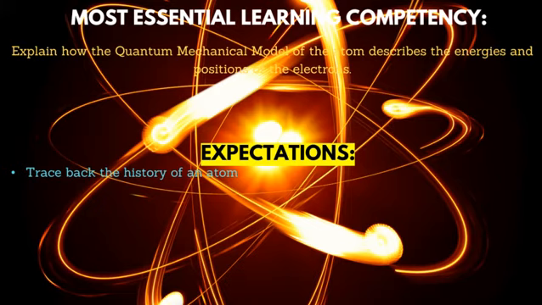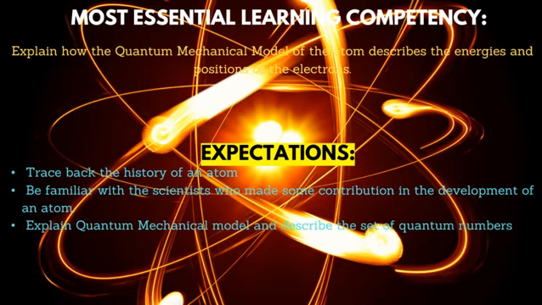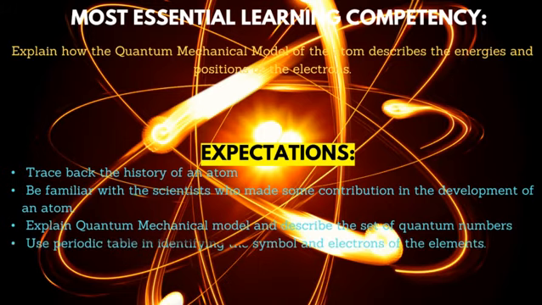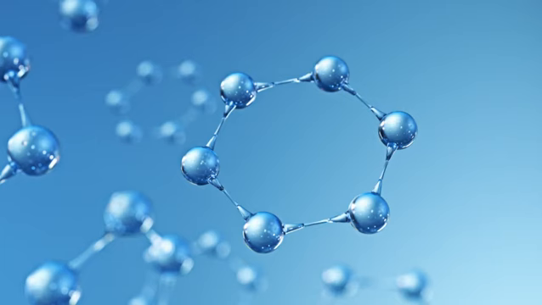First, trace back the history of an atom. Second, be familiar with the scientists who made some contribution in the development of an atom. Third one is to explain quantum mechanical model and describe the set of quantum numbers. Fourth, we have using periodic table in identifying the symbol and electrons of the elements. And last one, supply the following data from the electron configuration such as the period number, group number, and number of valence electrons.